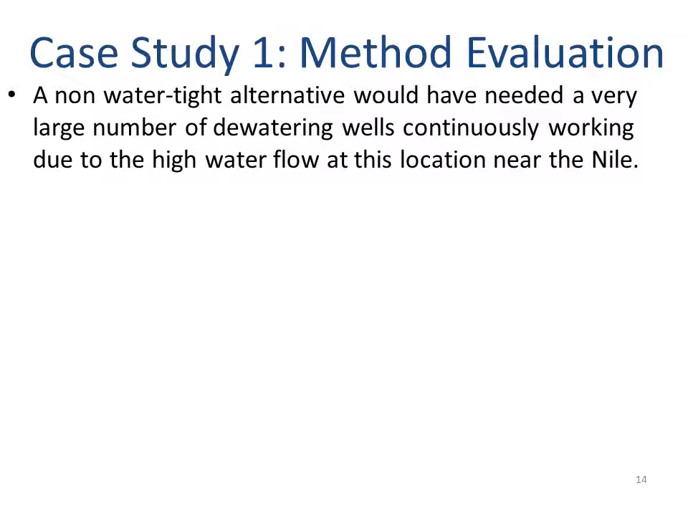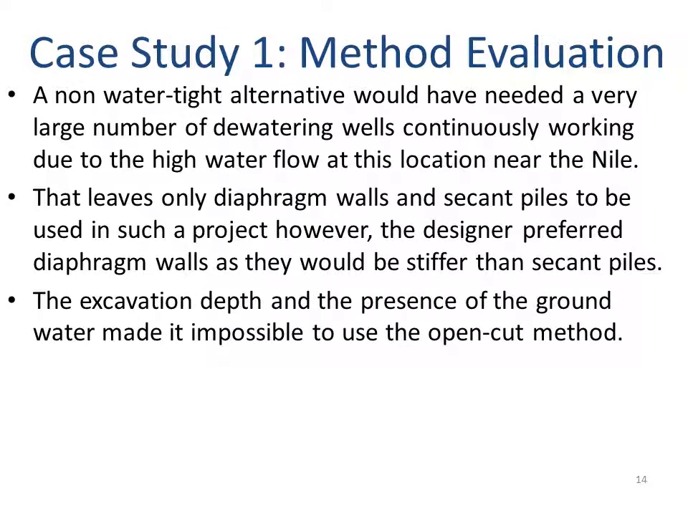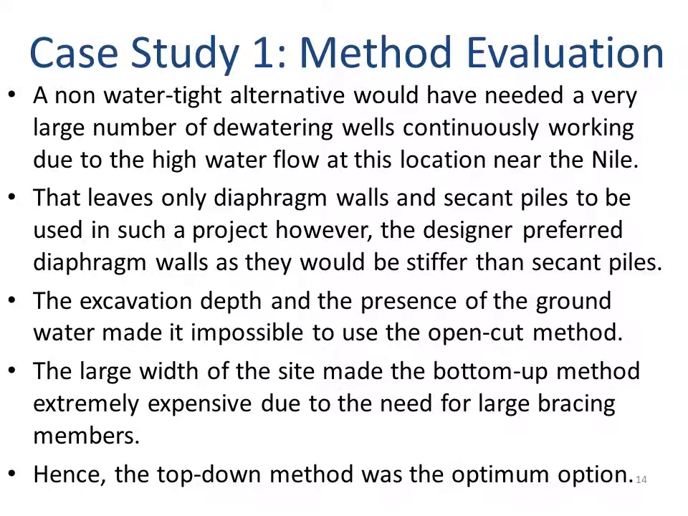Again, when we are evaluating this method, a non-watertight system would have needed a very large number of dewatering wells, so it was not an option from the beginning because it was near the Nile. So that leaves only diaphragm walls and secant piles. Because the depth was large, diaphragm walls were chosen because they were stiffer. Of course, open cut was impossible due to the groundwater table, and bottom-up would have been extremely expensive due to the need of large bracing members. So that left the top-down technique to be the best alternative.